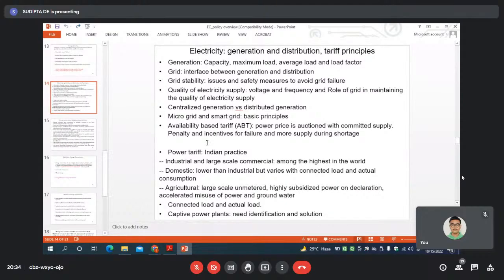That means industrial connections have the highest, depending on the connected load and the actual demand. I'll explain those things later on. But the agricultural sector has got large scale unmetered, highly subsidized power, on declaration, leading to accelerated misuse of power and groundwater. What has happened is that in India, more than 70% of people, the percentage varies a little depending on the source, are dependent on the agricultural sector, but it produces less than 25%, if not less than 20% even, of the total GDP.